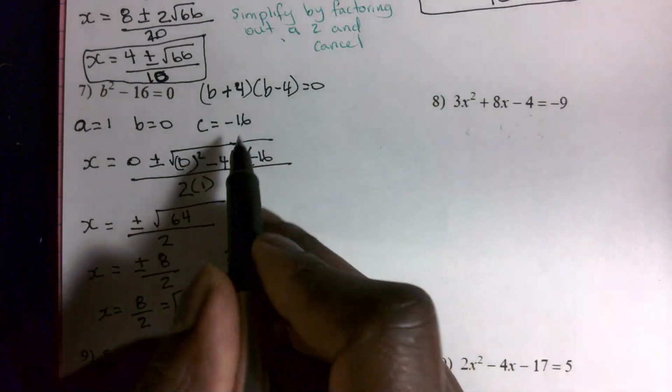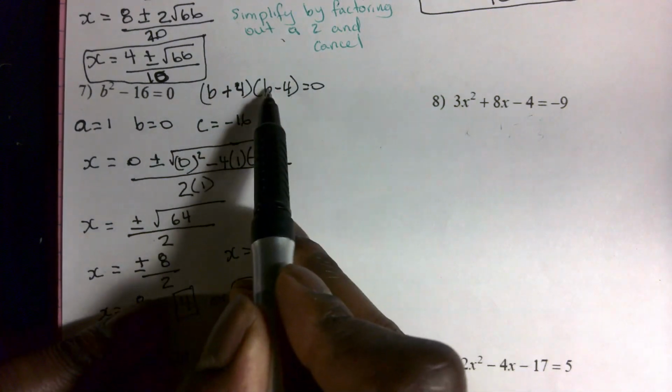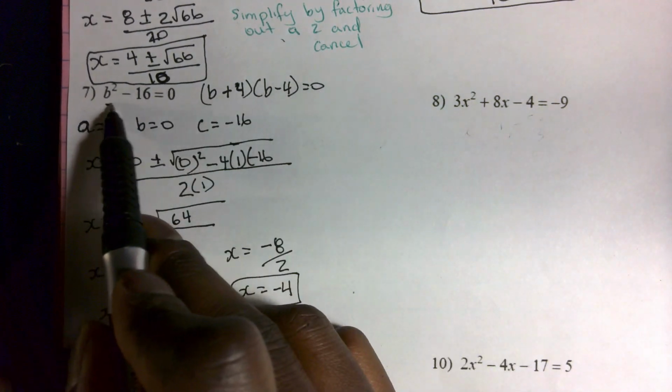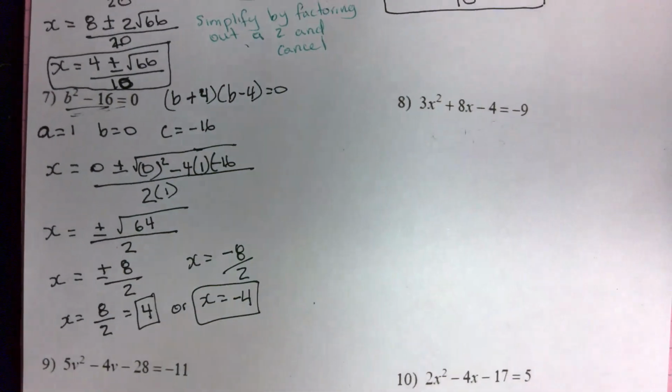So again, from here, I could have figured that out because I could have said b plus 4 equals 0 and b minus 4 equals 0, because these are perfect squares. All right, so let's look at one more.